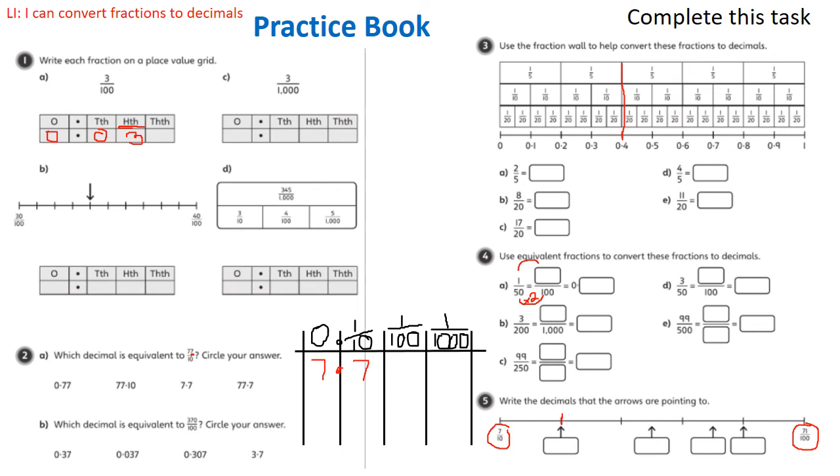So what is it going to go up by? How many hundredths? I want you to think about what 7 tenths is equivalent to in hundredths. What do you do to 10 to get to 100? You times it by 10. What you do to the denominator, you do to the numerator. So that is 70 hundredths.